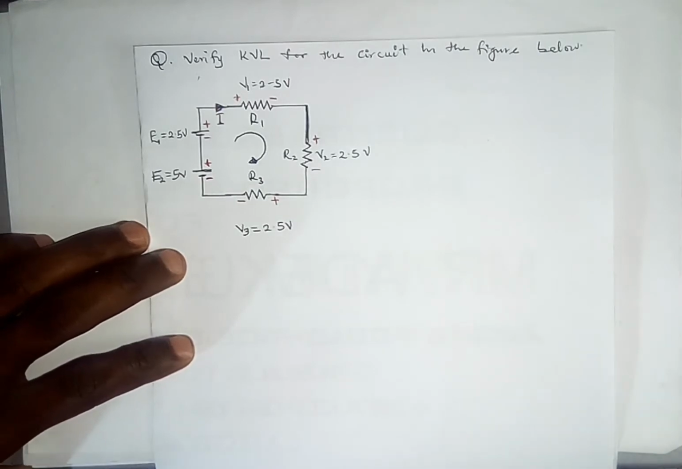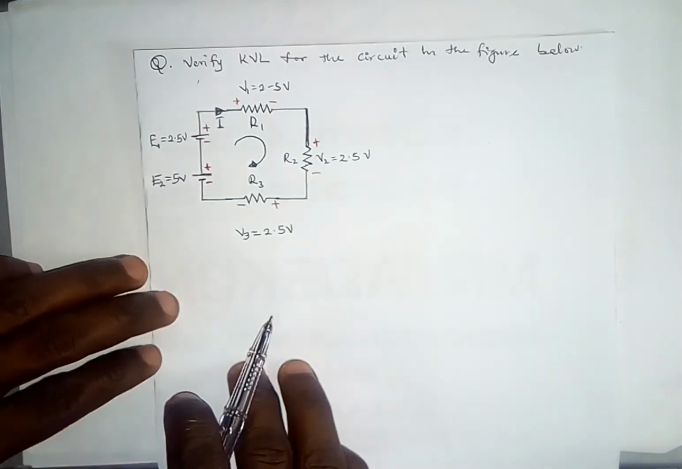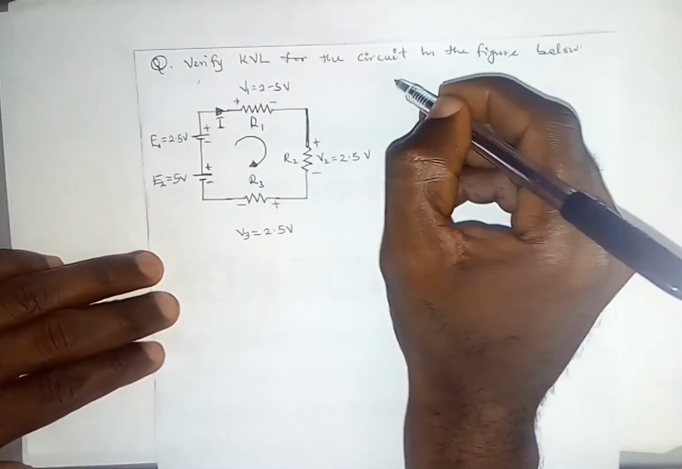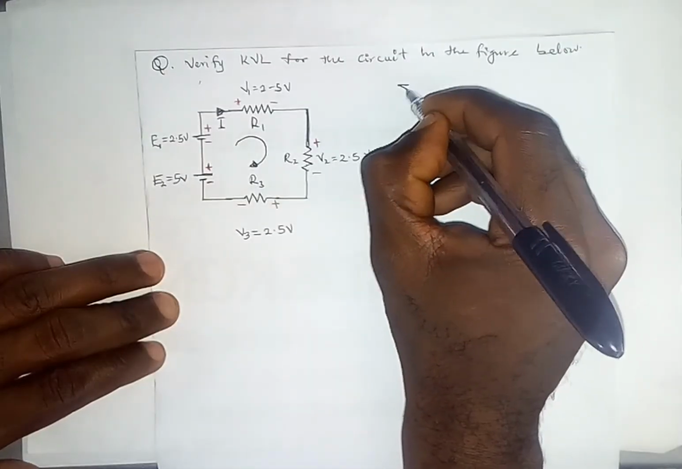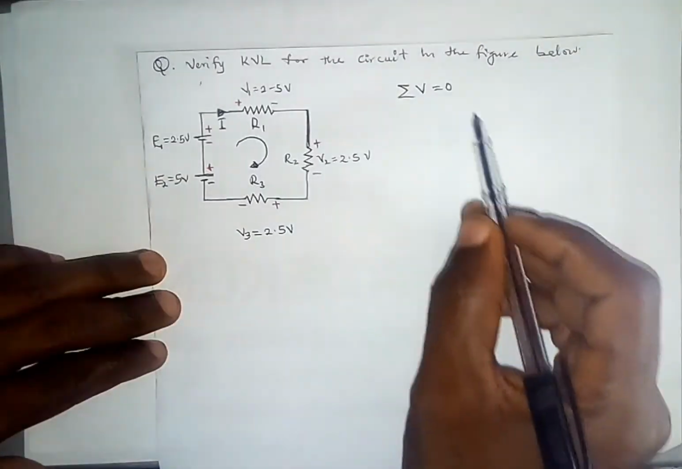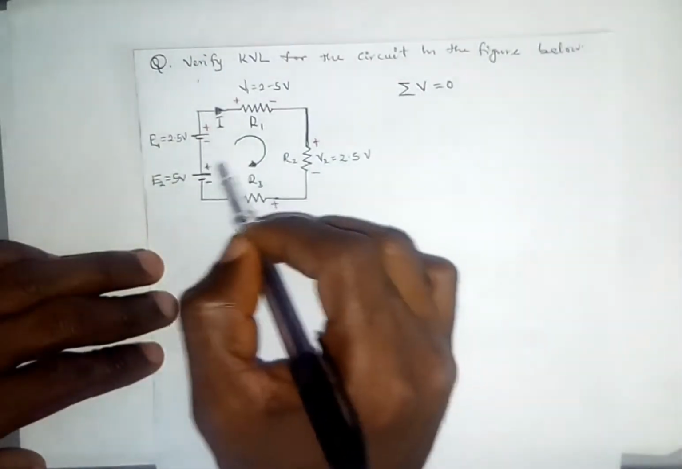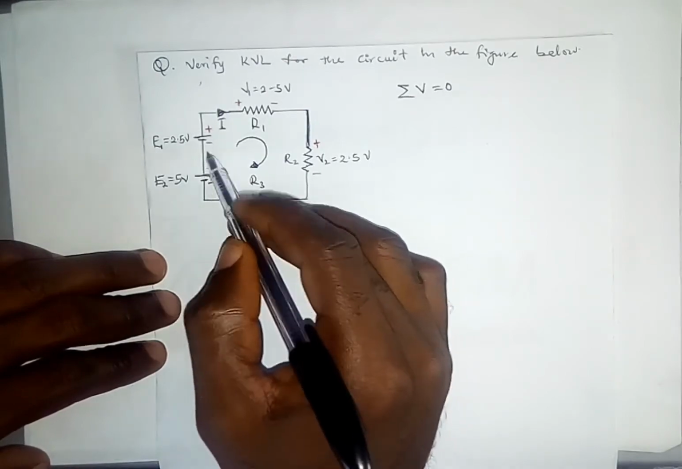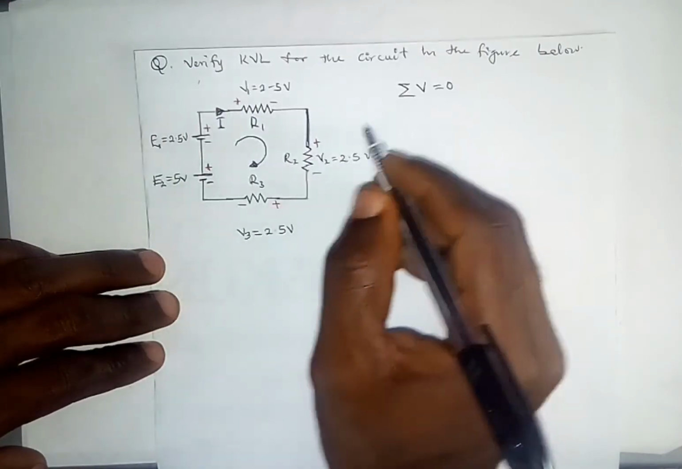So the next thing we are going to do now is pick out our element. Before we do that, we are going to look at the idea of KVL first method. It states that the summation of voltage is equal to 0. So it's a summation of all the voltage drops along the circuit and the rises from the source, and they are going to be equal to 0. So we are going to start from here.